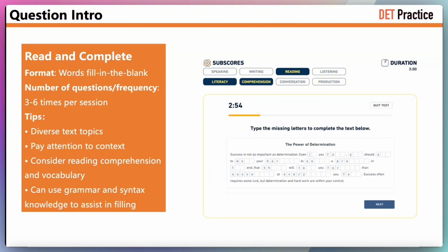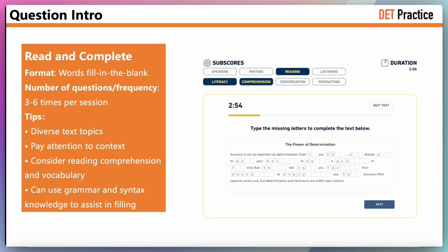Furthermore, this is also a reading comprehension task. Many times, you will need to rely on the context and background of the text to fill in the blanks, which tests your ability to understand sentences and the overall passage. In some cases, your knowledge of grammar and syntax will provide useful clues for completing the task. These aspects are also tested. So, how should you approach the read and complete questions? Let's look at some strategies.